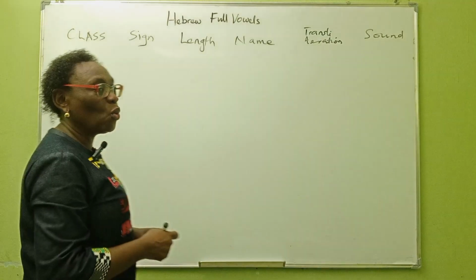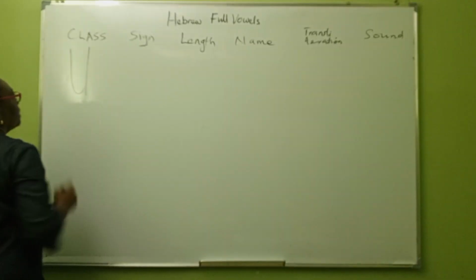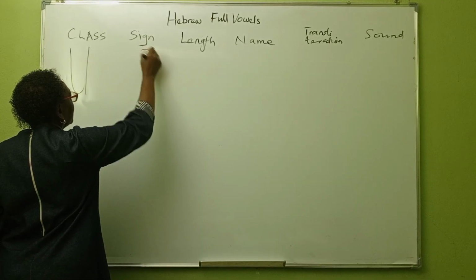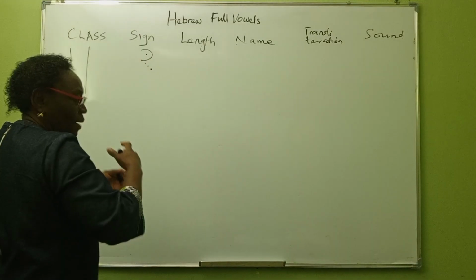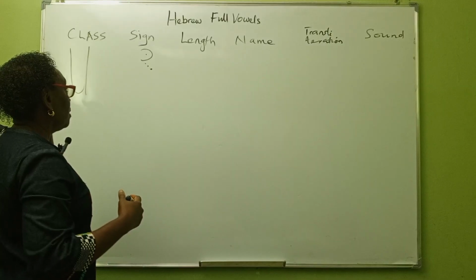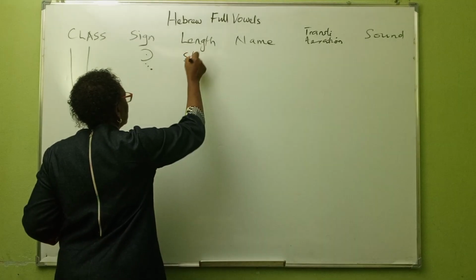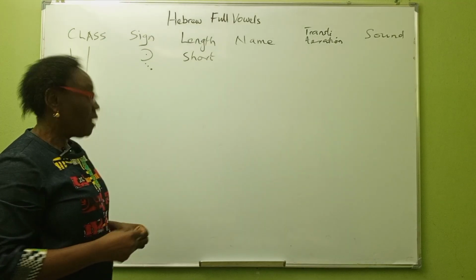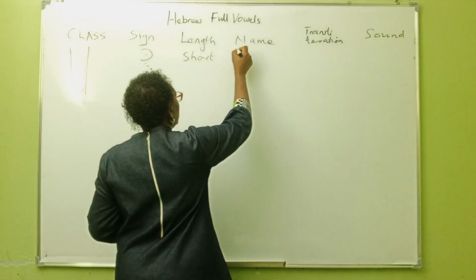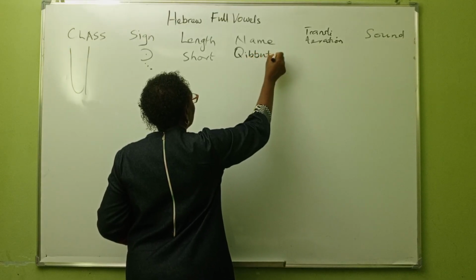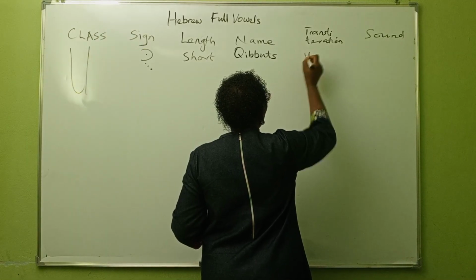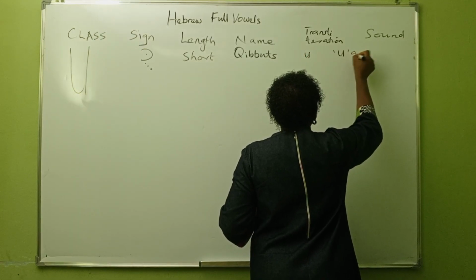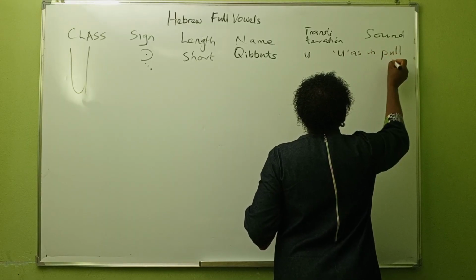Let's go to the last class, which is the U class vowels. Right. So we tend to have one. Let's start with this one. You can see how it slants. Three dots that slant. This is short in terms of length. The name is kibbutz. That's its name. In terms of transliteration, it is u. So you can say u as in pool.